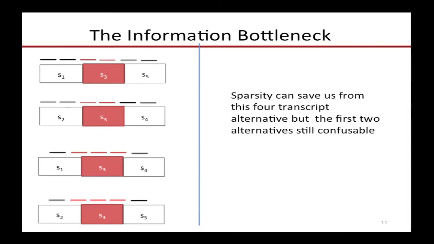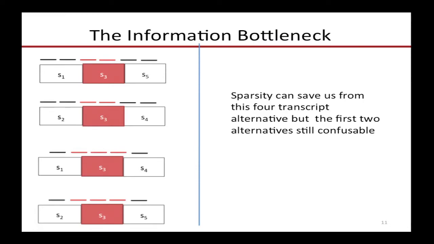By using Occam's razor, we say that the sparsest or the smallest set of transcripts that explain the data should be the right answer. So this is, again, a principle of sparsity, which has been widely studied in signal processing and so on. So here, sparsity can say that this 4 transcript transcriptome is not a good explanation. However, the first 2 both had 2 transcripts each. It's not possible to disambiguate between the 2. So there is an information bottleneck. How do we get rid of this?